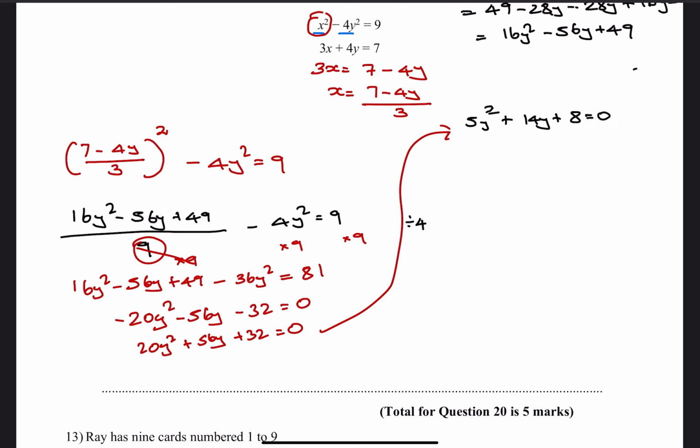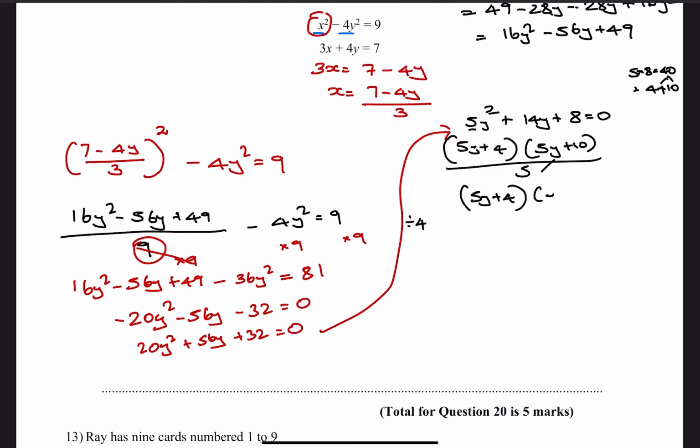Now I have to do 5 times 8, which is 40. Factors of 40 that make 14 — that's easy. 4 and 10, plus plus. That's 5y plus 4, and 5y plus 10 all over what number? 5, of course. If I divide that, so that's 5y plus 4, y plus 2 equals 0. y equals minus 4 over 5, or y equals minus 2.